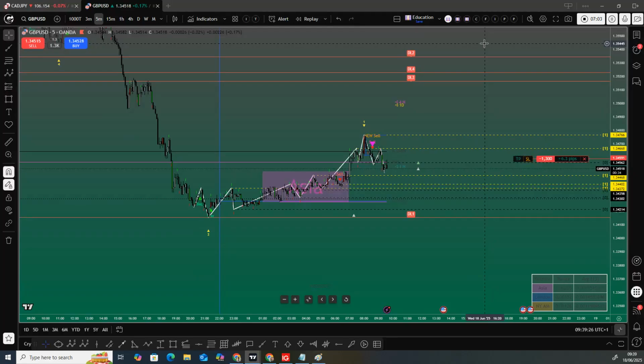Is it trending up, trending down, or consolidating? Because if you are able to do that, then you can tailor your methodology to that market phase. Okay, that's step one.